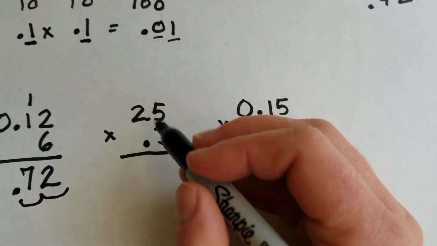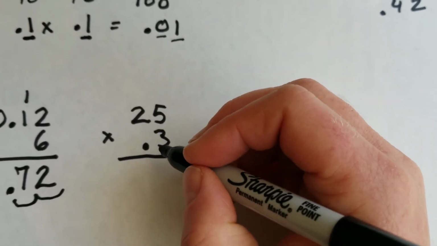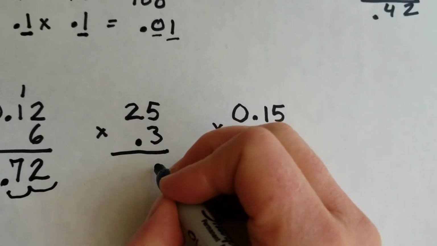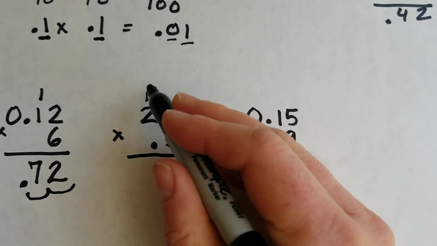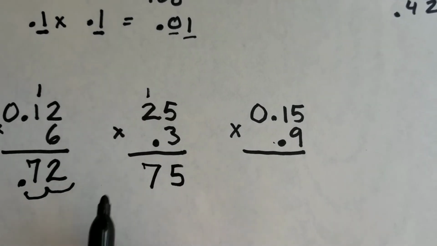Let's look at this one. 25 times 3 tenths. I don't have to line up the decimal, but I am going to multiply as if it's not there while I'm multiplying. 3 times 5 is 15. Carry my 1. 3 times 2 is 6. Plus 1 is 7.